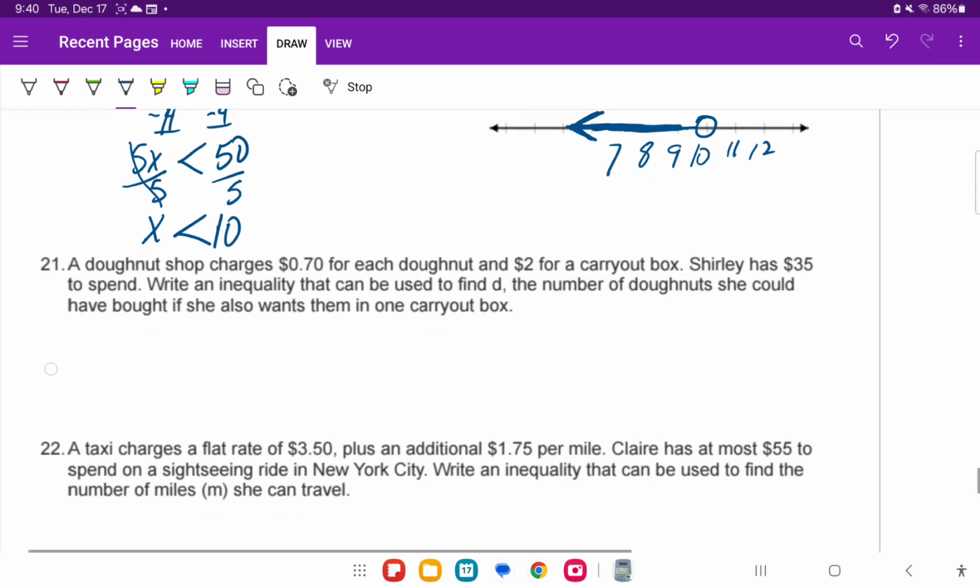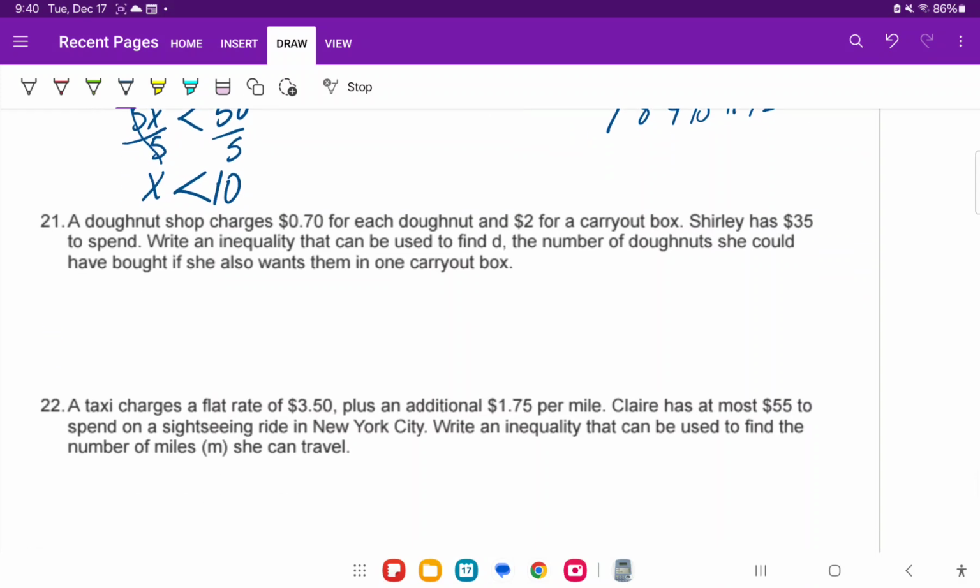All right, number 21, a donut shop charges 70 cents for each donut and $2 for a carry-out box. Shirley has $35 to spend. Write an inequality, right? So we're not writing an equation. It's an inequality that can be used to find the D, the number of donuts she could have bought if she also wants them in one carry-out box.